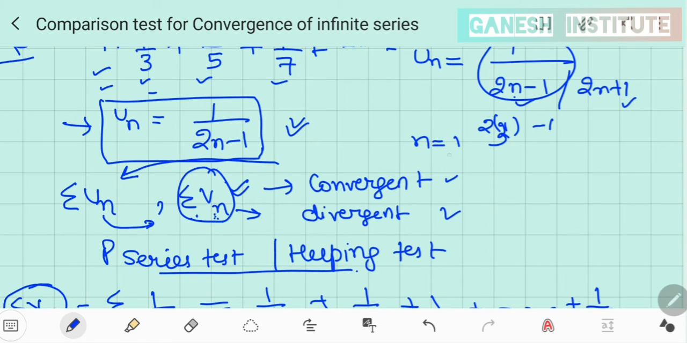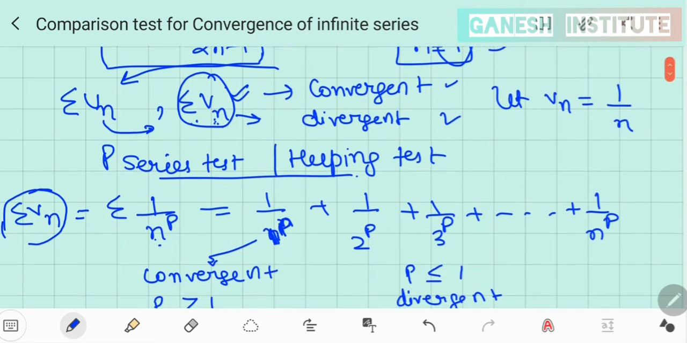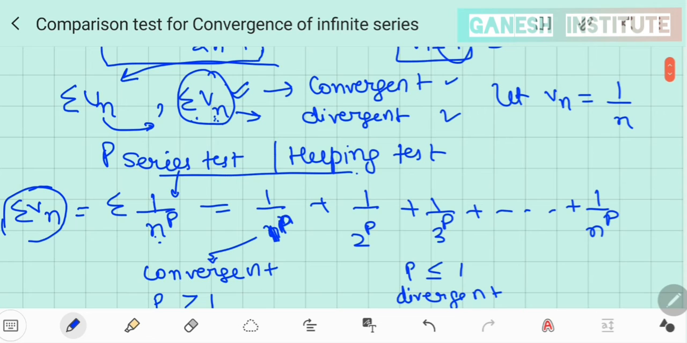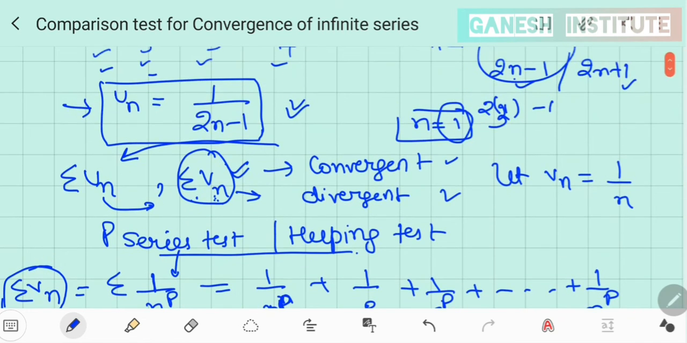So if the maximum power is 1, you need to assume another series, another general term, with this power only, according to this power. That would be 1 by n always, because the P series is in the form of denominator to the power something. So that's why we have assumed that Vn is 1 by n.